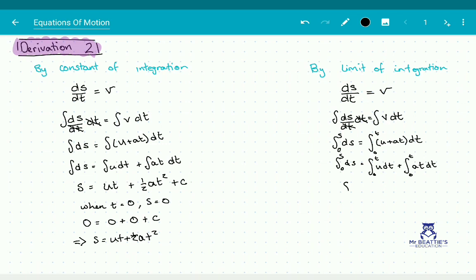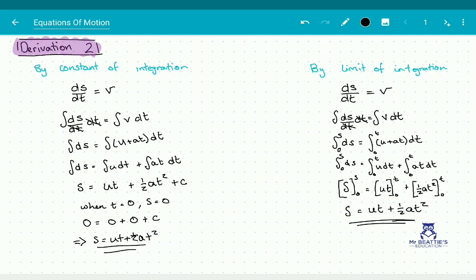We do the integration, you're going to have s from 0 to s is equal to ut from 0 to t plus a half at squared from 0 to t. And if you were to work this out, it would be s take away 0, ut take away 0, plus a half at squared take away 0. So we're going to end up with s equals ut plus a half at squared. Okay, it's entirely up to you which method you prefer.